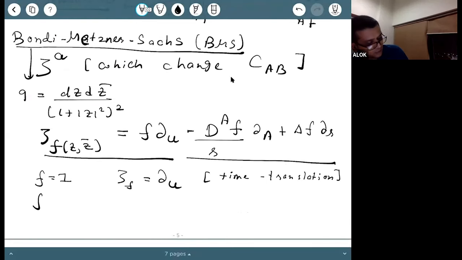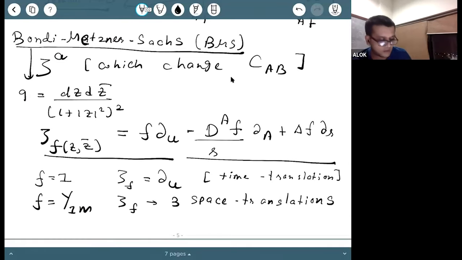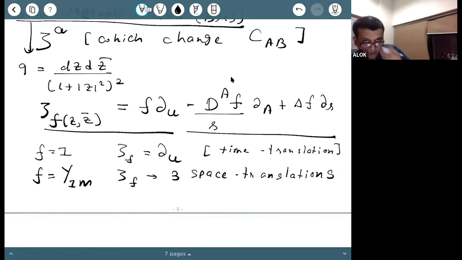But we could do more. If we take, for example, the spherical harmonics, so there are three of them, then zeta f basically gives us three translations, space translations. But everything else is new, in the sense that none of the other vector fields are Killing symmetries of flat space-time.